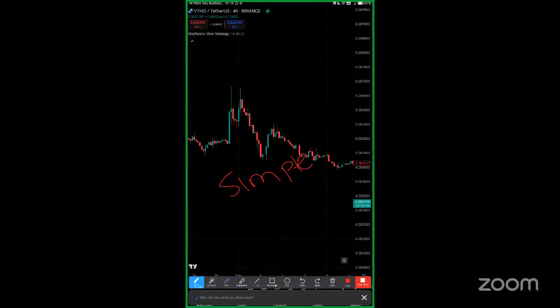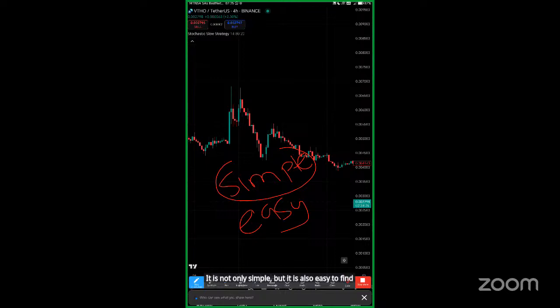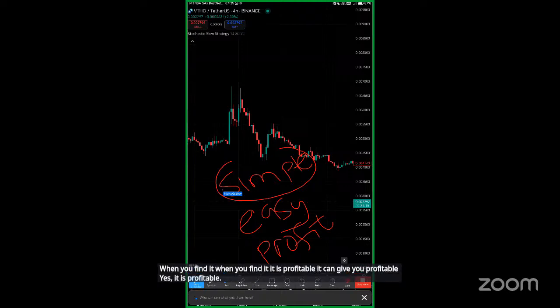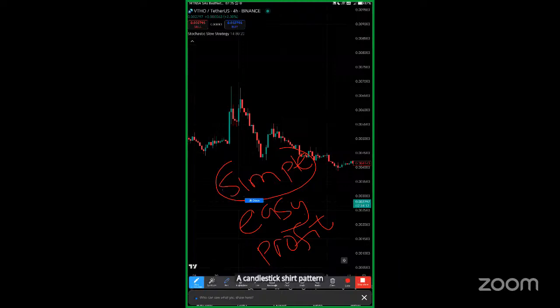Thank you. It is not only simple, but it is also easy to find. Not only easy, when you find it, it is profitable. It can give you profit. A candlestick chart pattern is simple, it is easy, and it is profitable. Are we together, guys? I'm moving slowly before we start looking at different types of chart patterns.